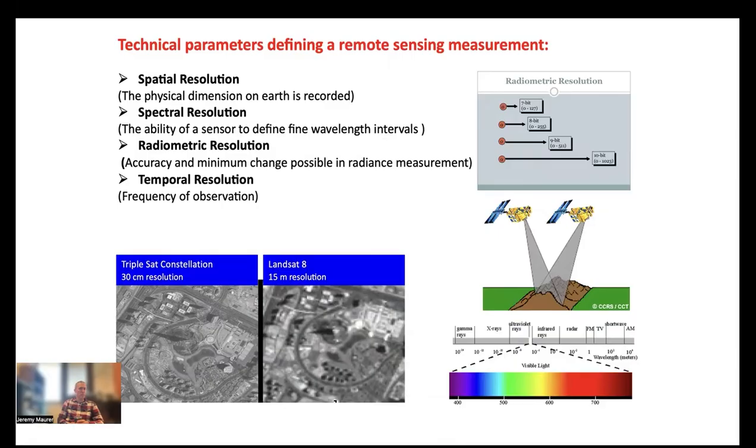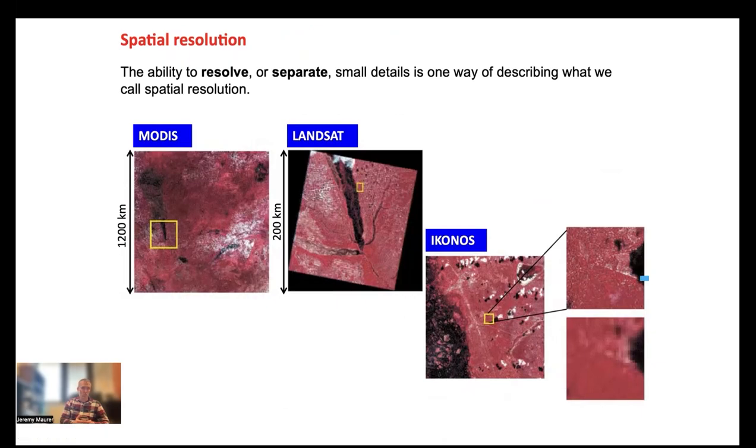We've got different types of resolution. So if you say, what's the resolution of your measurement, we need to talk about what type of resolution you are talking about? Spatial, spectral, temporal. There are these different types of resolutions. So let's talk about spatial resolution. That is the ability to resolve or separate small details. This you can think about as a pixel size.